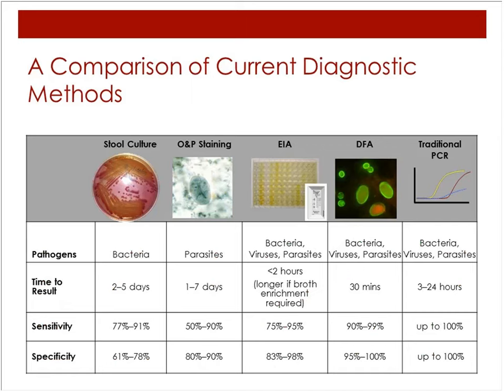Next are your immunoassays and your direct fluorescent assays, and these can only really detect a restrictive number of bacteria, viruses, and parasites. The most common utilization of these two methods is the detection of rotavirus, Shiga toxin-producing E. coli, Cryptosporidium, and Giardia. And finally, you have your traditional lab-developed PCR test. The sensitivity and specificity for these methods vary, and it's all highly dependent on the method that you're choosing.